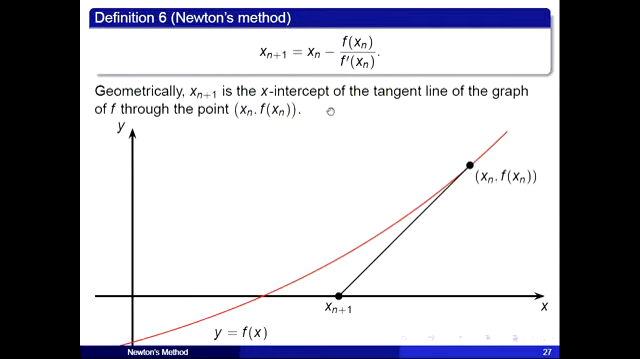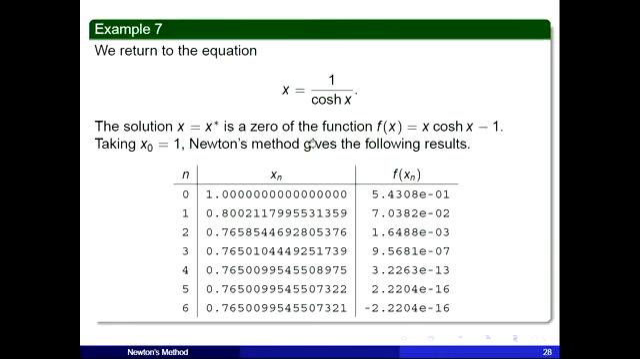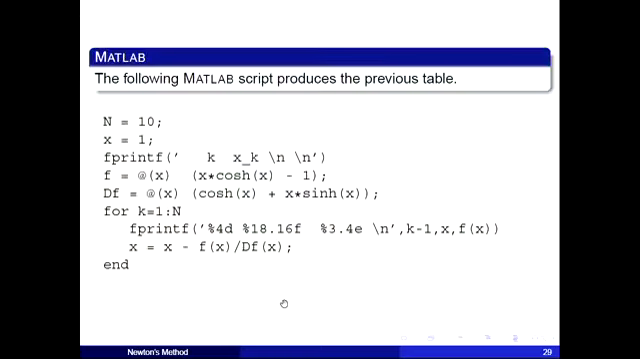So now we will talk about the errors. You will see that if you use Newton method, it goes to the solution of the function very fast. And we try to explain why that is the case.